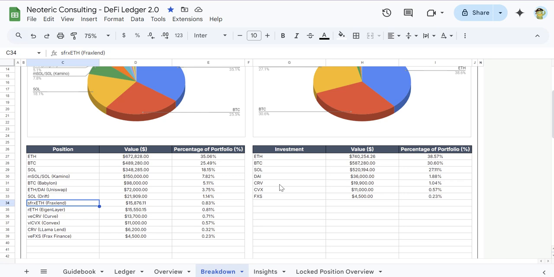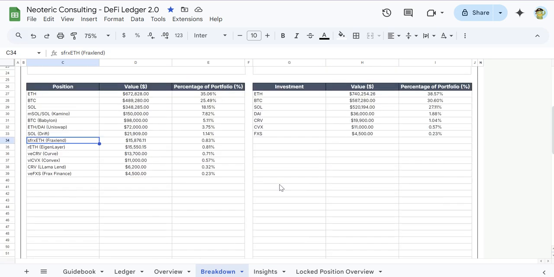That tells you, okay, well, it looks like I don't have a lot of ETH because each individual ETH position doesn't have that much value in it. But when you consolidate all of my ETH positions on these sort of disparate protocols, well, it nets out to be a lot of ETH. So that's this breakdown tab. Again, no manual inputs required.